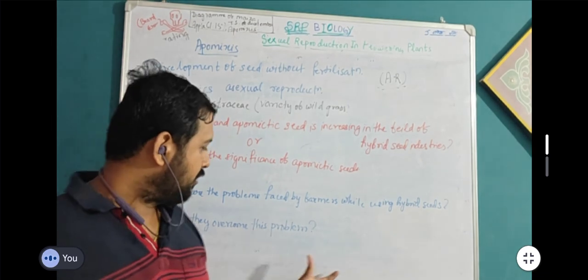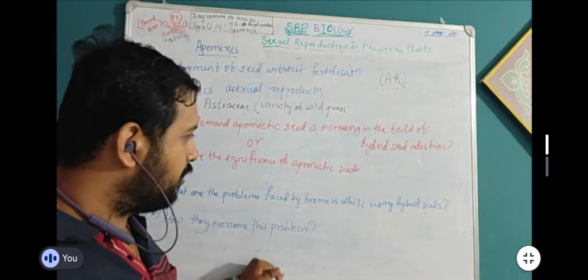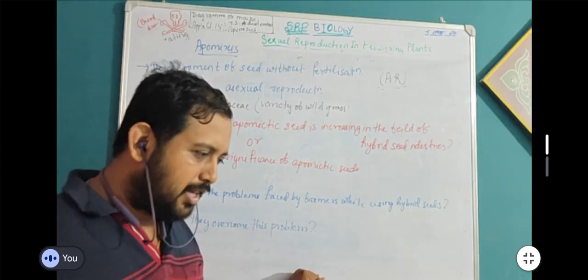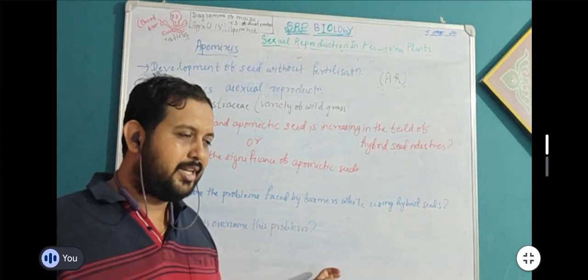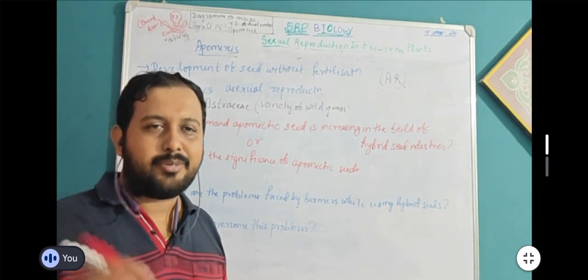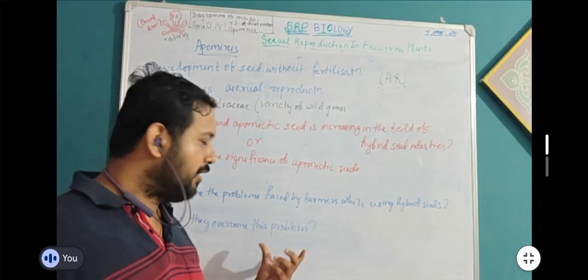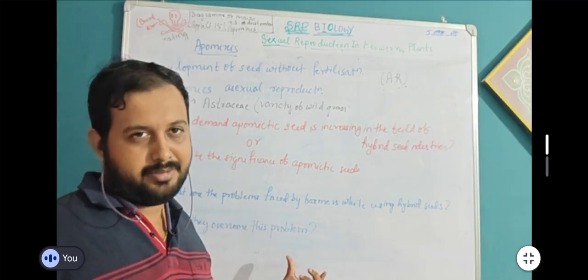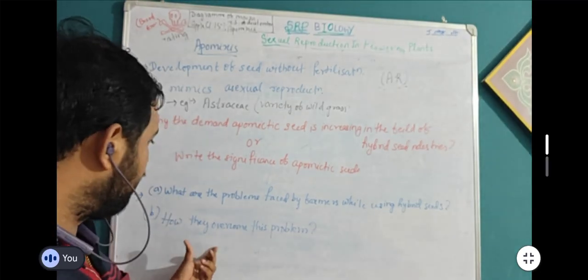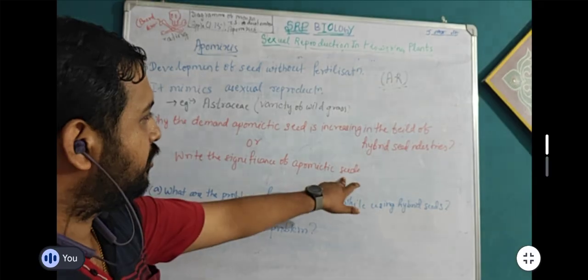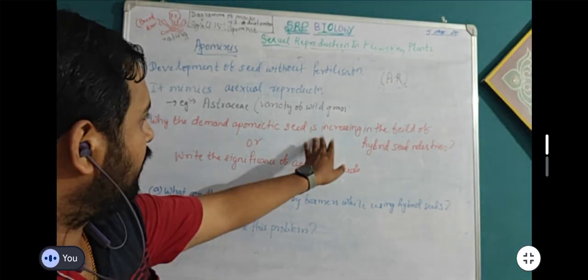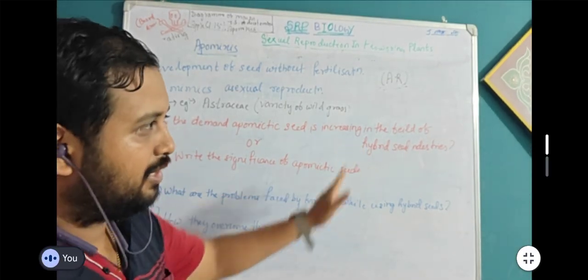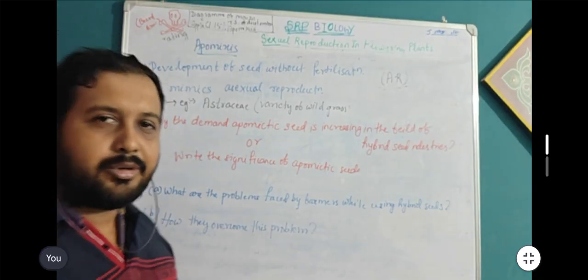So if we are able to produce hybrid seeds apomictically, we can get the same quality and the same characters generation over generation, and it will reduce energy and time, and also be cost effective. So these are some of the significances of apomictic seed which I told you, and why the demand is increasing is also for the same reason. Both of you understood?